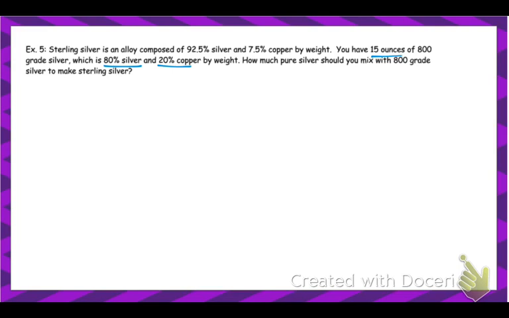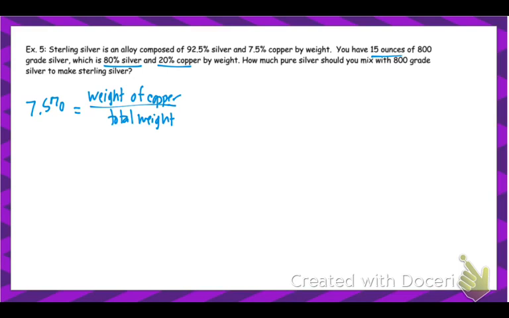If we look at that 800 grade silver, the part that we have, the weight of the copper, over the total weight, that's going to be one of our parts to our whole. If we're talking about it in terms of the copper, then what we want that to end up being is 7.5%, because that's what we need our solution to be. The reason I'm doing this in terms of copper is because copper is not changing. We're not adding any more copper to our solution. What we are adding is silver.